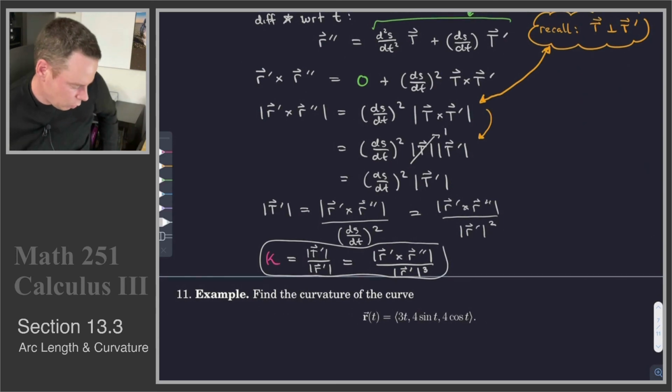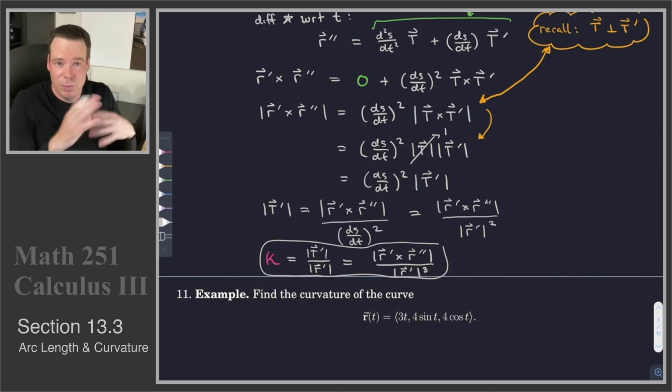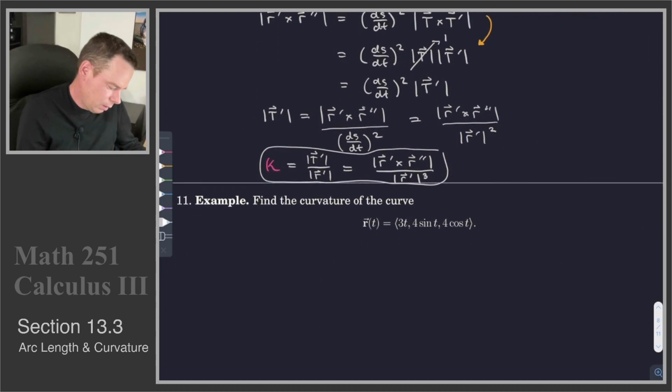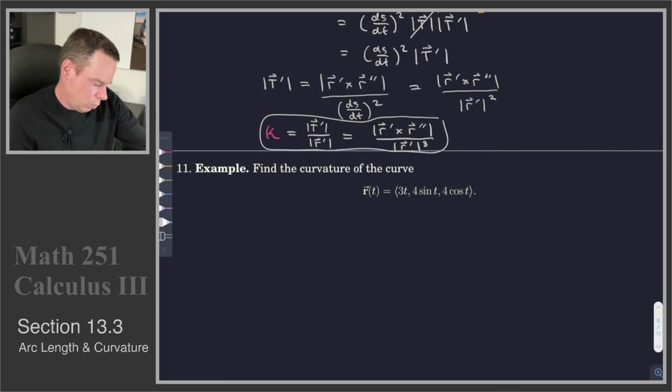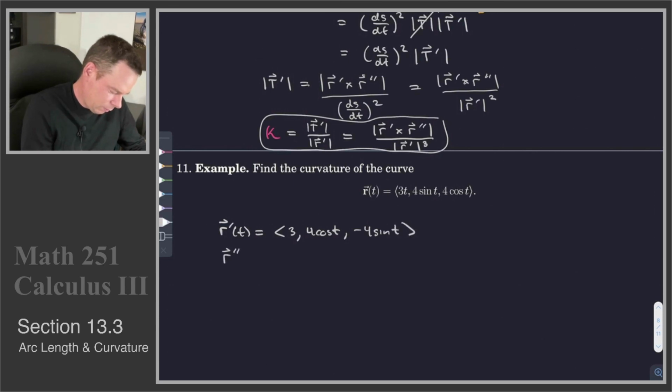So that tells us that we can compute the curvature of a curve without having to worry about finding the normal, without having to worry about finding the unit tangent vector, or even without having to re-parametrize in terms of arc length. Let's go ahead and use this to compute a curvature. In this case, we're going to need to know what r prime is. So this is 3, 4 cos t, negative 4 sine t. We're going to need to know the second derivative. That is 0, negative 4 sine t, negative 4 cos t.